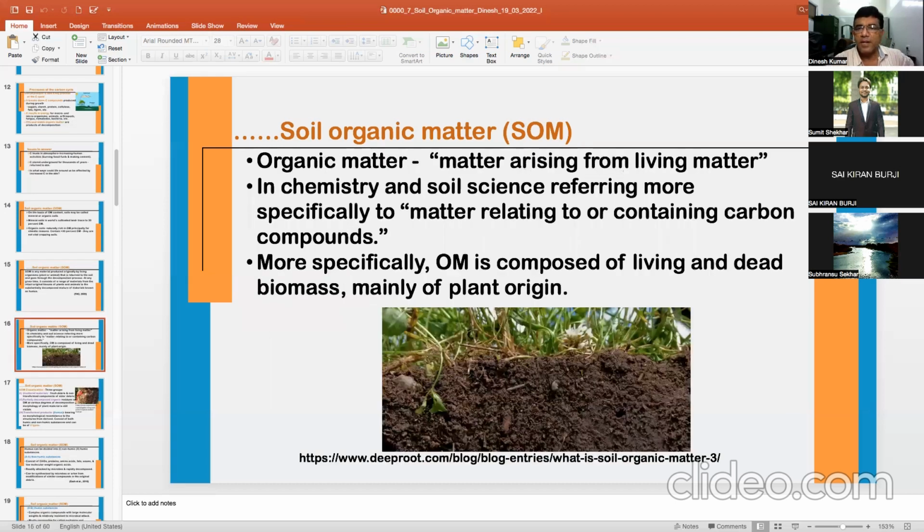Now, organic matter: matter arising from living matter. This is the literal meaning of organic matter. In chemistry and soil science, it refers more specifically to matter relating to or containing carbon compounds. So many times, a soil chemist will call urea an organic fertilizer because it contains carbon. According to some people, urea is organic fertilizer, but that is not the case. More specifically, organic matter is composed of living and dead biomass, mainly of plant origin.